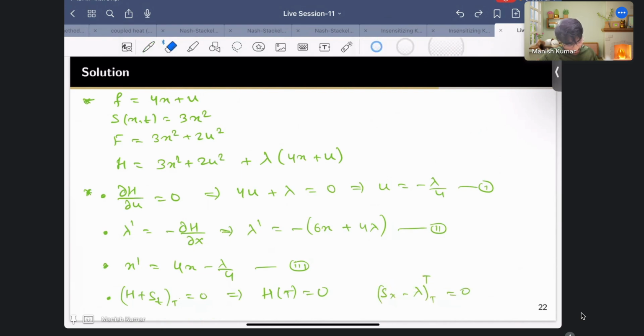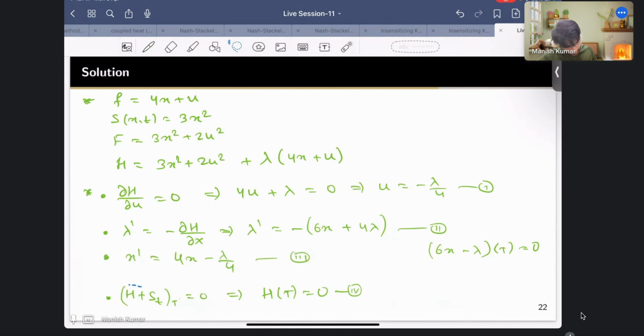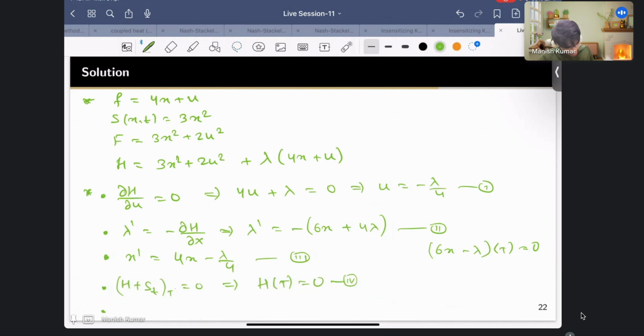Okay, so this is the fourth equation, and the next one is s_x. So s_x is 6x minus lambda, so 6x minus lambda at capital time T should be equal to 0, right? So the fifth one is, let me just shift it a bit. So this would give 6x at capital time T minus lambda at capital T is equal to 0.